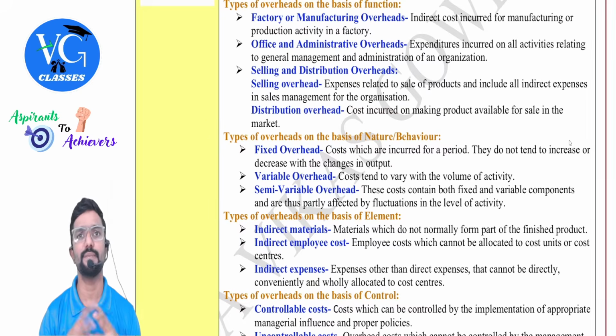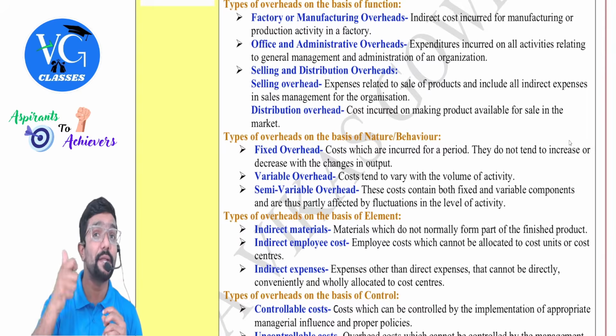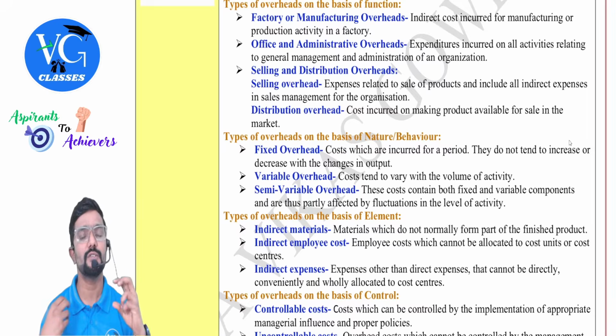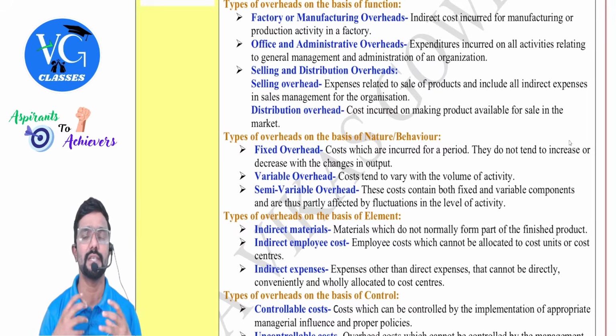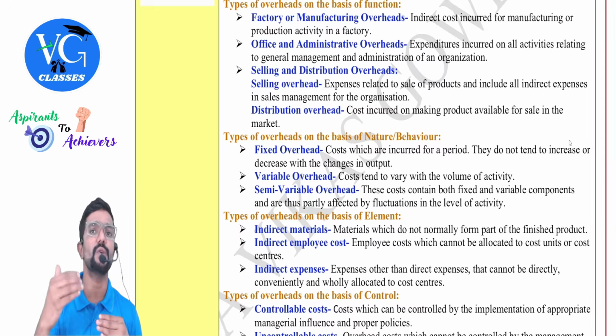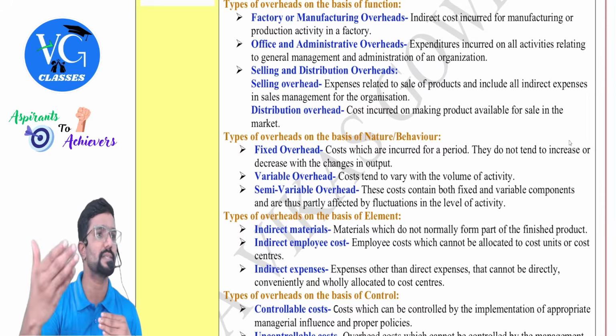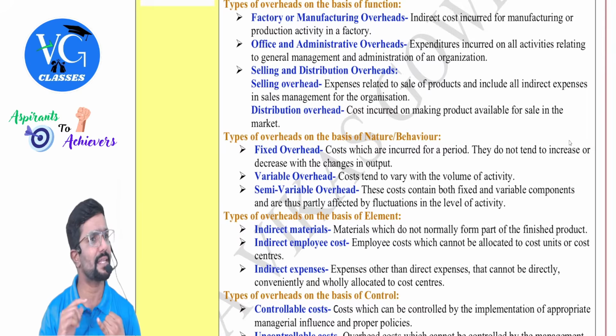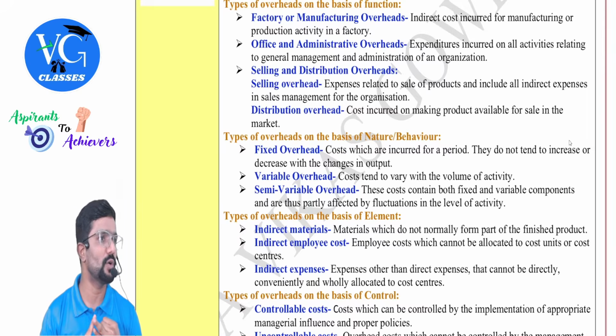Selling separately, distribution separately. Sir, what is selling overhead? The expenses which are incurred to create demand for my products. I should make the people aware of my products. So for that, if I am incurring any expenses, that is called the selling overhead, like salesman commission, advertisement, marketing, like that. Then coming to distribution overhead. Sir, once the product is sold, to distribute to the customers, whatever expenses I incur will come under distribution overhead, like secondary packing at the time of distribution or carriage outward. All those things come under this.